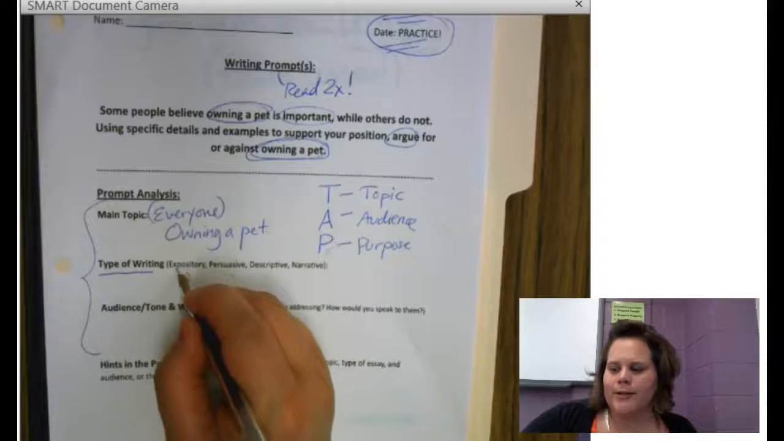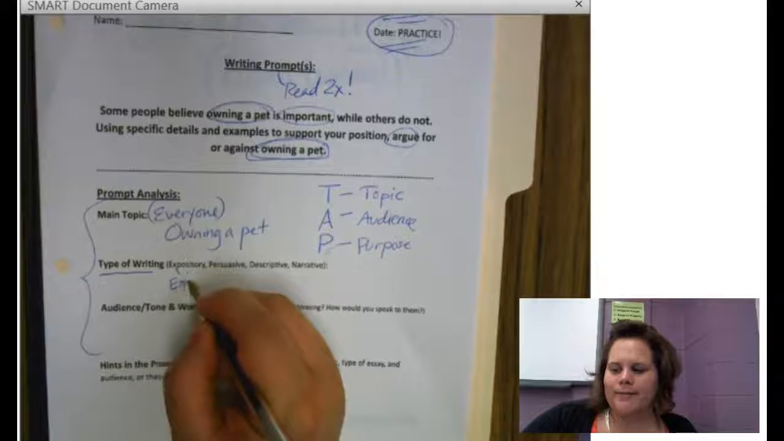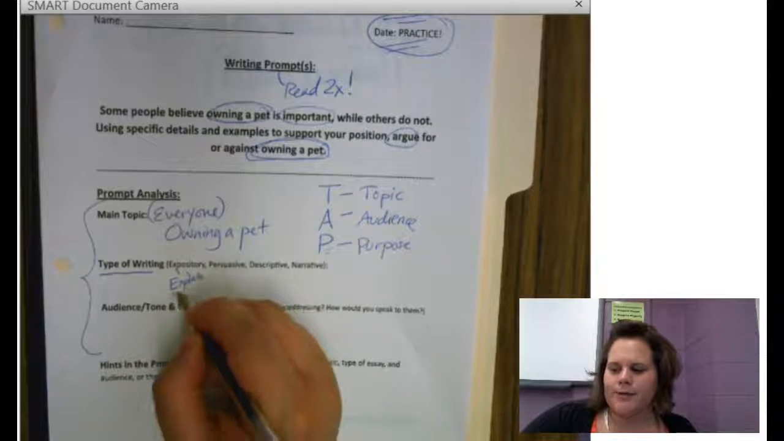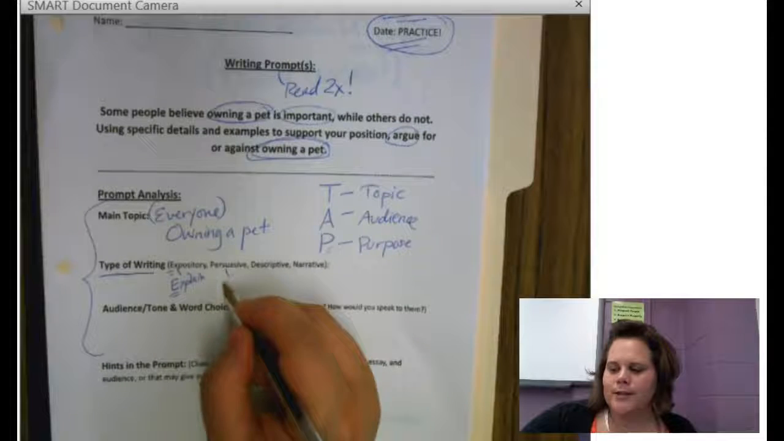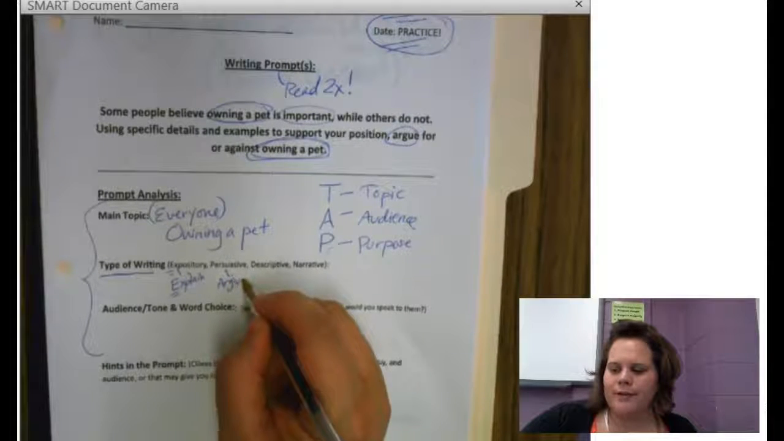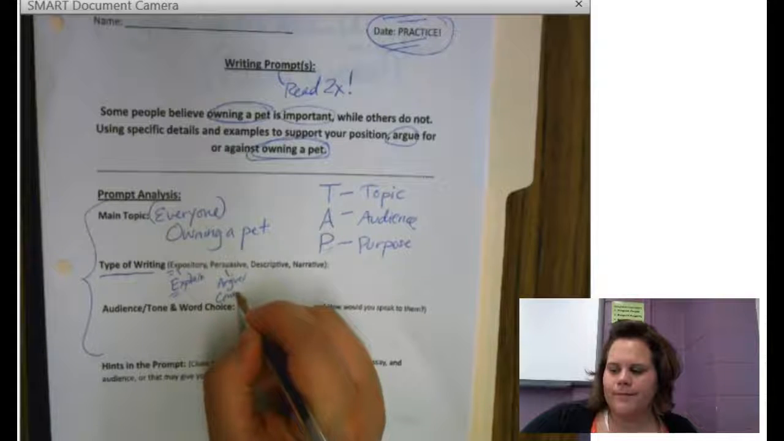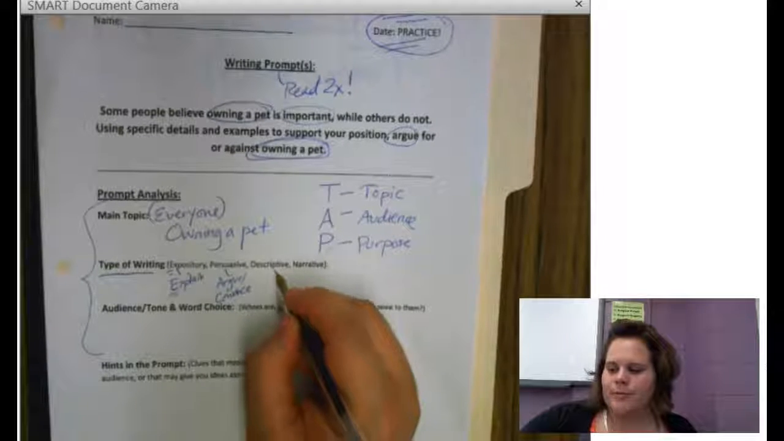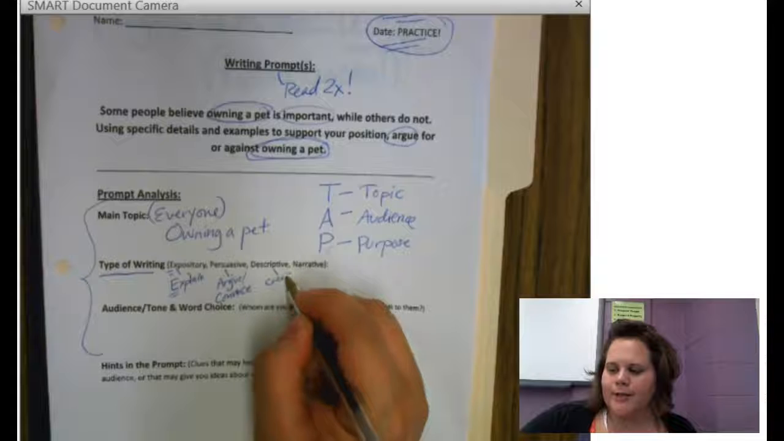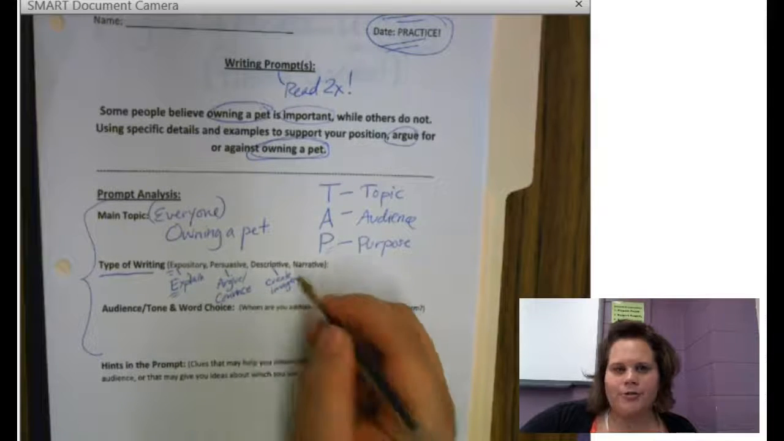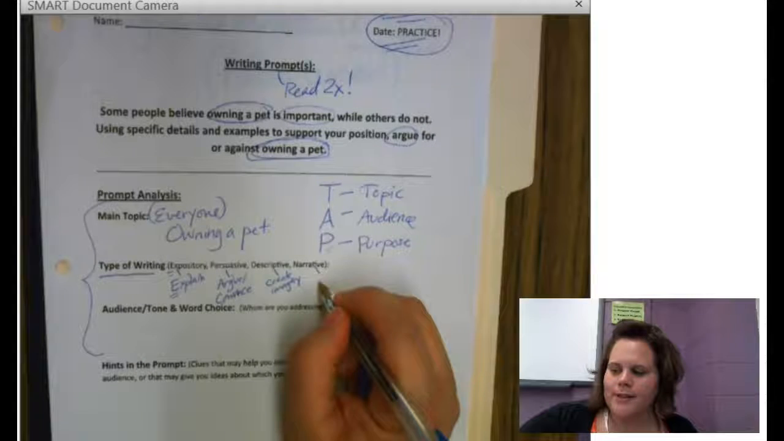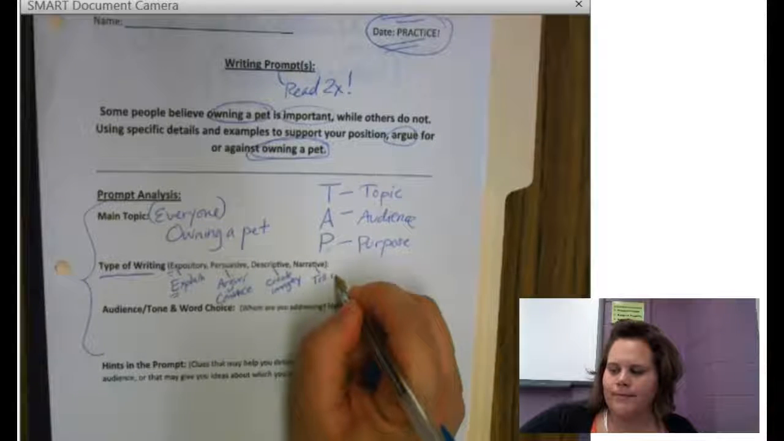If you need a reminder, expository means to explain, like expository, explain. Persuasive means to argue or to convince. Descriptive means to create a picture, like an image. So I'm going to say create imagery. And narrative means to tell a story.